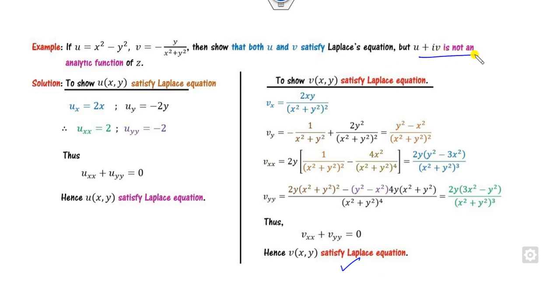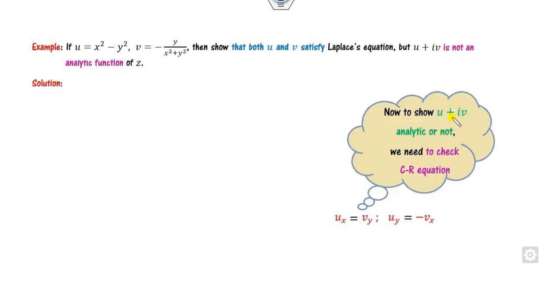Now the second part is: u plus iota v is not an analytic function. So how can you prove that it's not an analytic function? In order to check whether it's analytic or not, we need to check the CR equation.